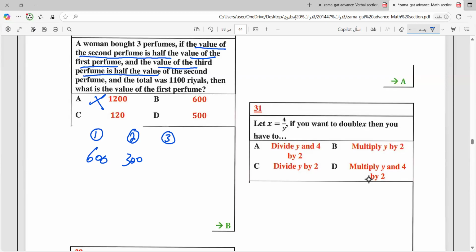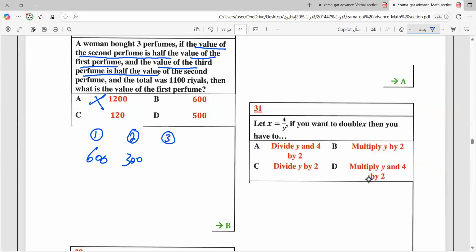Right? Oh, okay. The second perfume is half of the value of the first, and is 600. Can't we just divide 1,100 by 4? And then that's the value of the third perfume. Then we multiply the value of the third by 2 to find the second perfume, and the rest is the first. Yes, you can do it to find the percentage, the ratio.